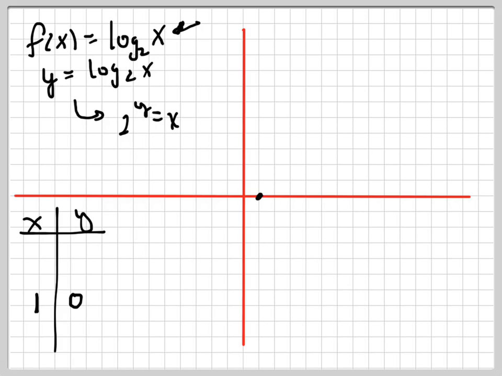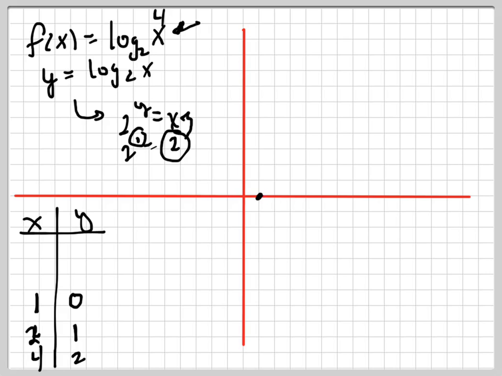Another power of 2 is 2. Remember, what I'm doing is that's what I'm putting in for x. 2 to the first equals 2. So when x equals 2, y equals 1. Then another one would be 4. If x is 4, what's y? 2. It's 2. Good. And then we can also go negative.